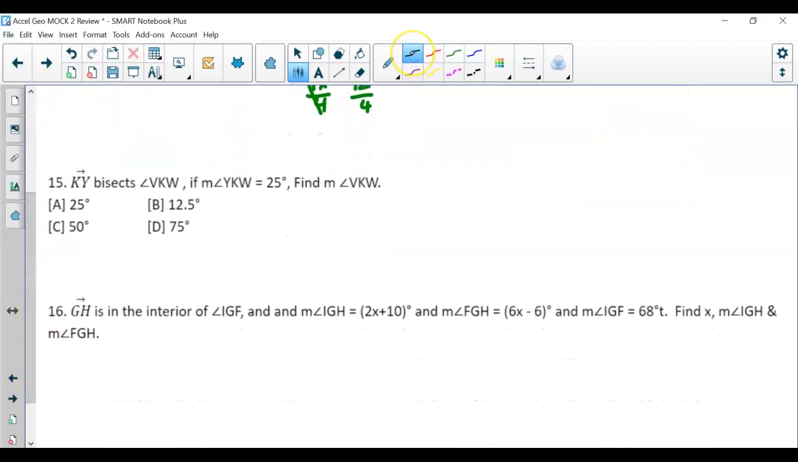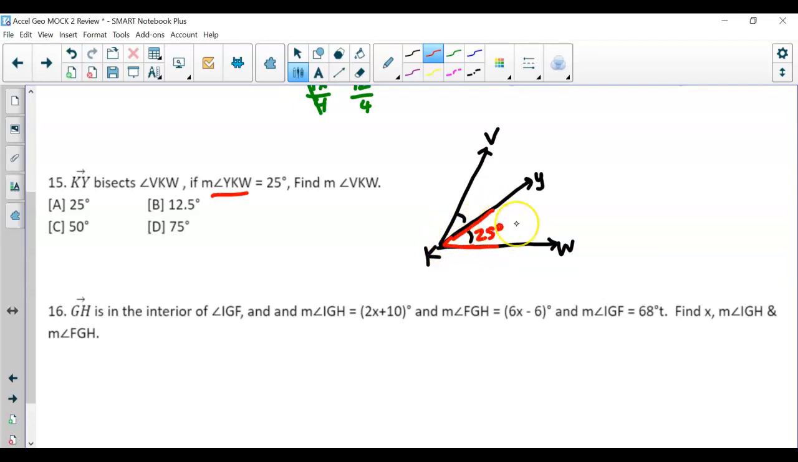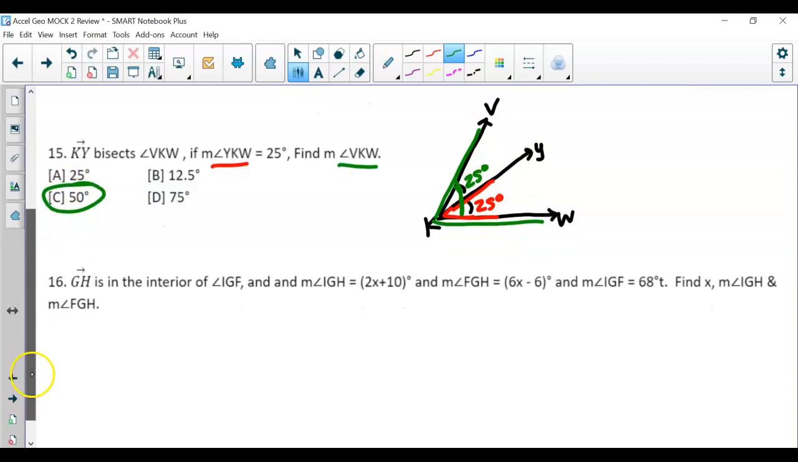Now 15, draw the picture. We have this angle here of VKW, and KY bisects it, so cutting it into two congruent angles. Now here we go, YKW. So this angle here is 25 degrees. We are finding the measure of angle VKW, which is the whole thing. So if this angle is 25, then this piece is 25. So that's why the angle is 50 degrees.